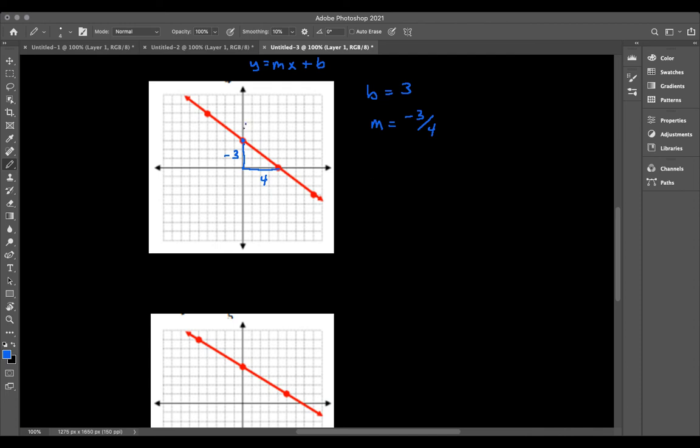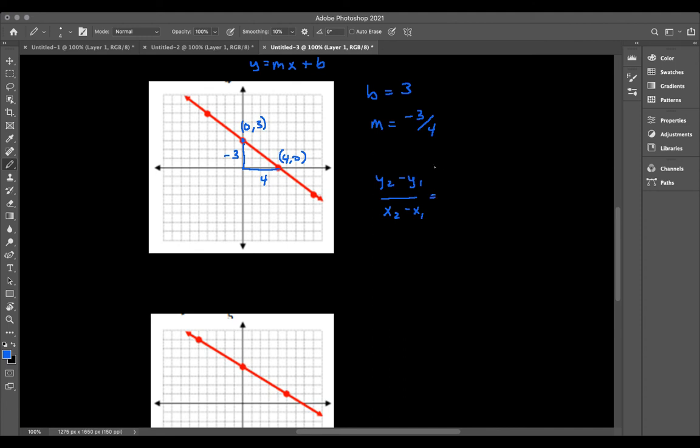You could also say 0, 3. And what is this? This is 4, 0, and then do it the other way. Basically y1 minus y2 over x2 minus x1. So you could get the same answer instead of finding the slope by counting the boxes. You could do it with just the coordinate points.